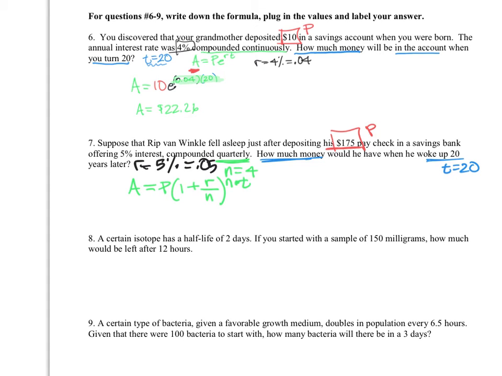So now we have everything we need. We are going to put it into the formula. Our present value was that 175, we have the 1 plus our rate, 0.05, divided by our compounding amount. In this case, it is a 4, and we are raised to that 4 times our 20 for the time. Again, be careful how you enter that exponent into your calculator.